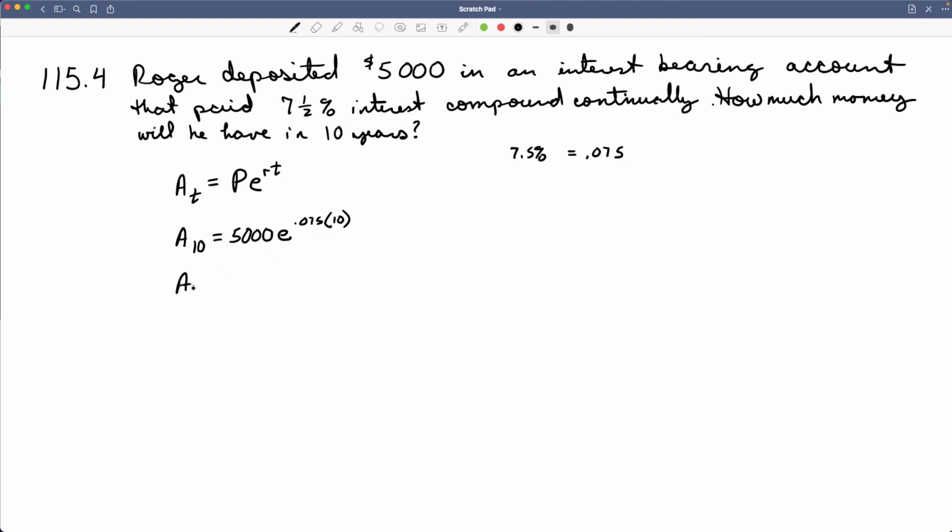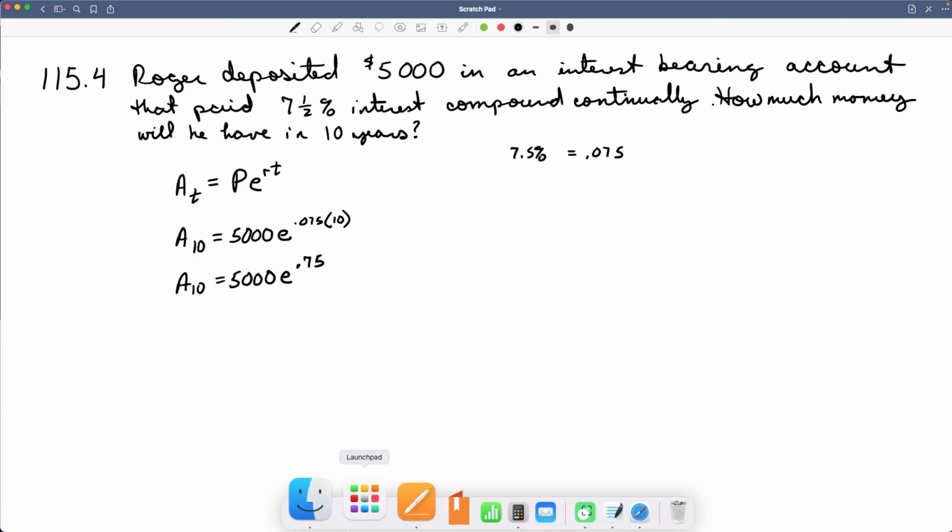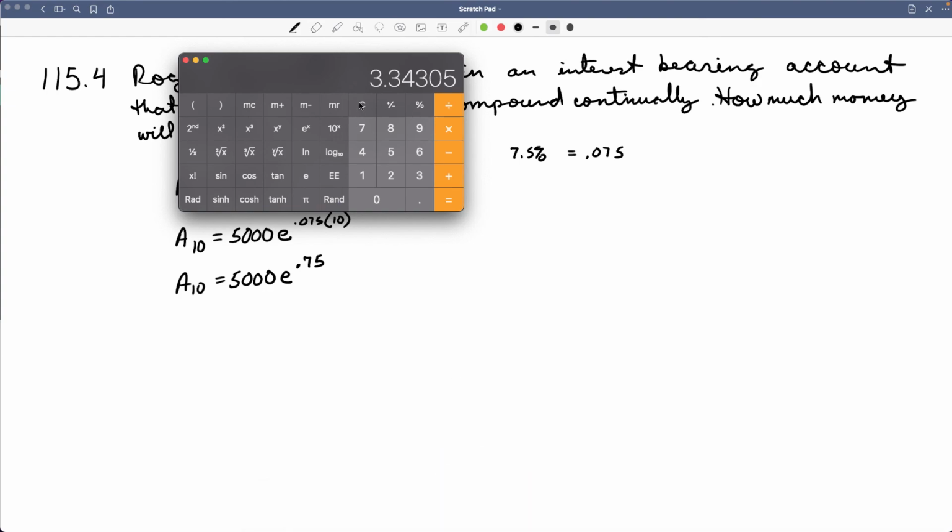So let's go ahead and figure out 5,000 times e with that exponent there, and this is just going to shift the decimal place over 1, and that's going to be 0.75. Right, so now we have to figure out what this factor is here, and all we have to do is put in our calculator 0.75, and we pick the one that looks like itself, which would be the e, and that'd be 2.117. I'm going to round that to 2.12 just because that's what the book does.